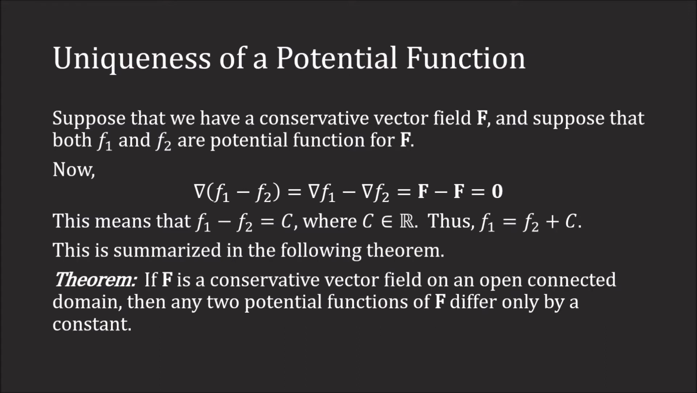Now what this says is that conservative vector fields on an open connected domain have unique potential functions up to a constant. That is, if you have any two potential functions of a conservative vector field, they differ only by a constant.